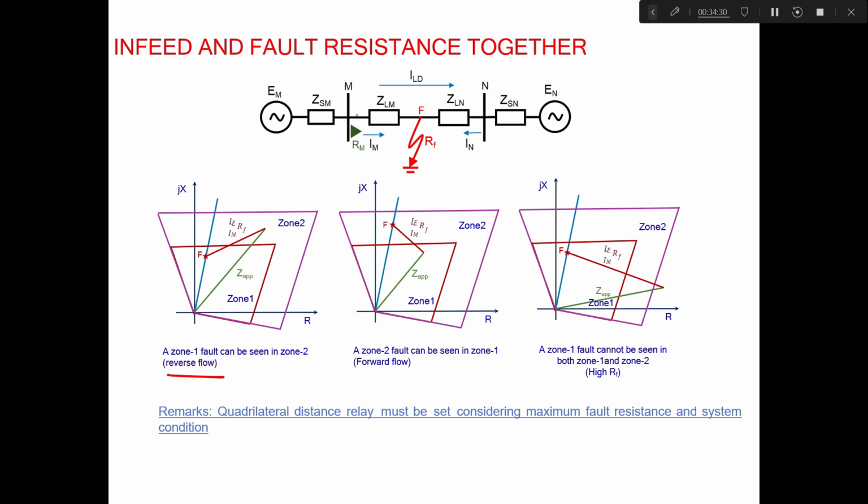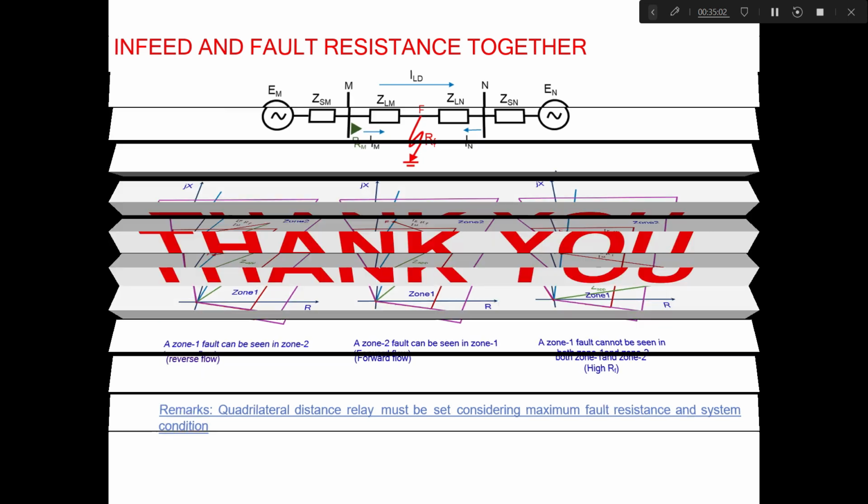Similarly, for a forward fault, what happens? Even if the fault is in zone 2, the relay might see the fault in zone 1. It might happen that for a zone 1 fault, if your fault resistance is very high, in case of power flow in the forward direction, the relay might not see the fault correctly, and coordination becomes very difficult. These types of things are generally taken care of in modern numerical relays through dynamic characteristics, and the distance protection characteristics are made dynamic.